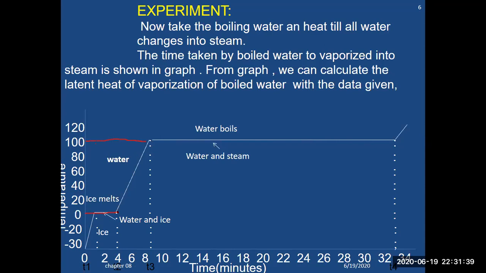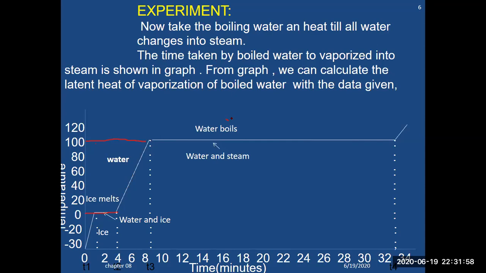So after the whole ice is melted into water, we again start heating. With the passage of time, when you heat the water further, its temperature increases, and the time comes when its temperature becomes 100 degrees Celsius.